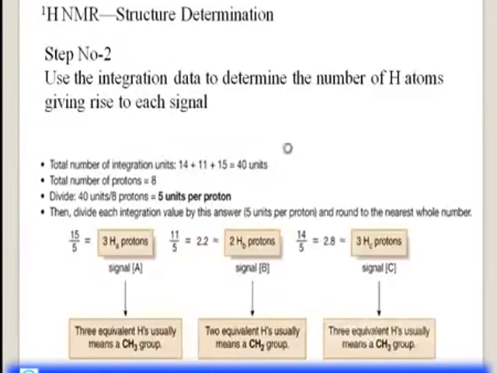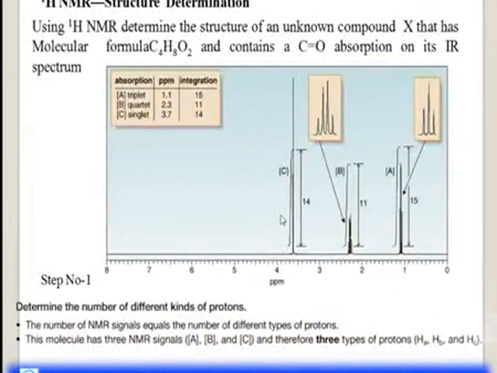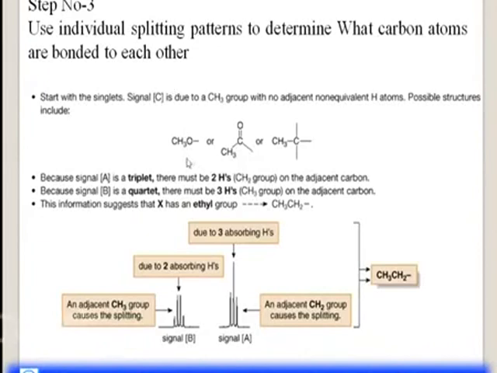Because you see there is a singlet, these are the three possibilities: CH3O, CH3CO, or CH3 attached to a carbon atom which has no protons. If there is a proton, then definitely splitting should be there, but when it is a singlet, we conclude there is no proton adjacent to these three protons.